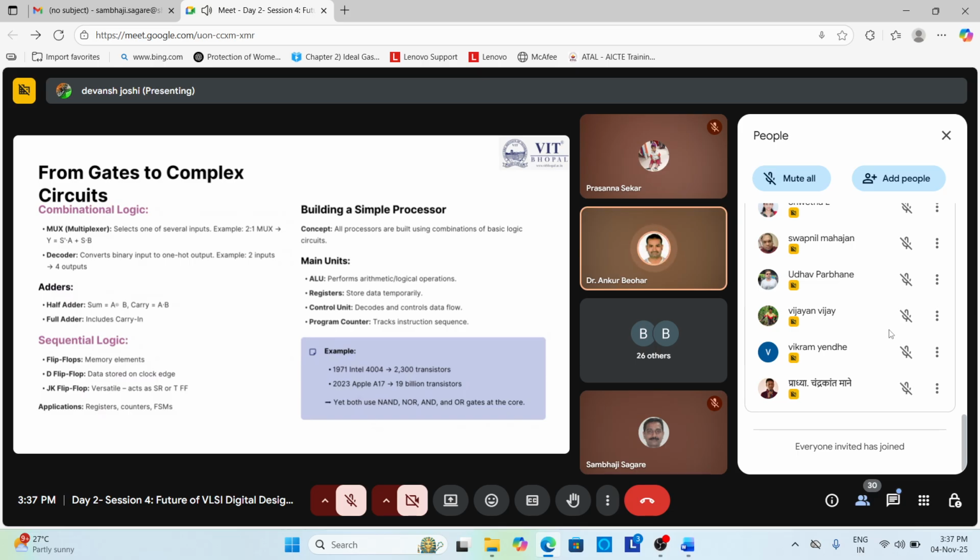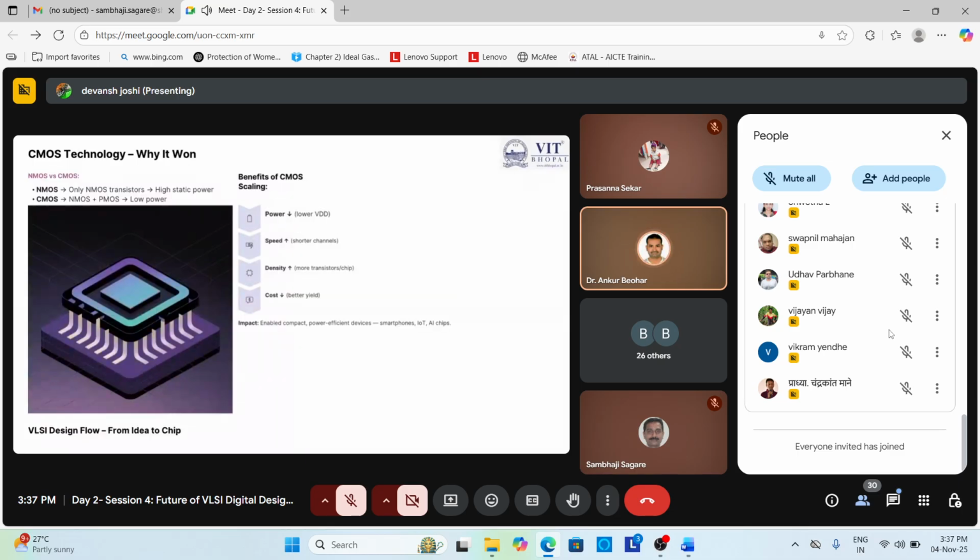Now we see some basic implementations of combinational circuits like multiplexer, adders, sequencer circuits, and more complex ones. We have 2 to 1 mux like that, and the decoder that converts binary input to one output, maybe 2 to 4 or 3 to 8 like that. Similarly, we have half adder and full adder combinations with their sum and carry implementation, which we will see as we get to a simple processor.